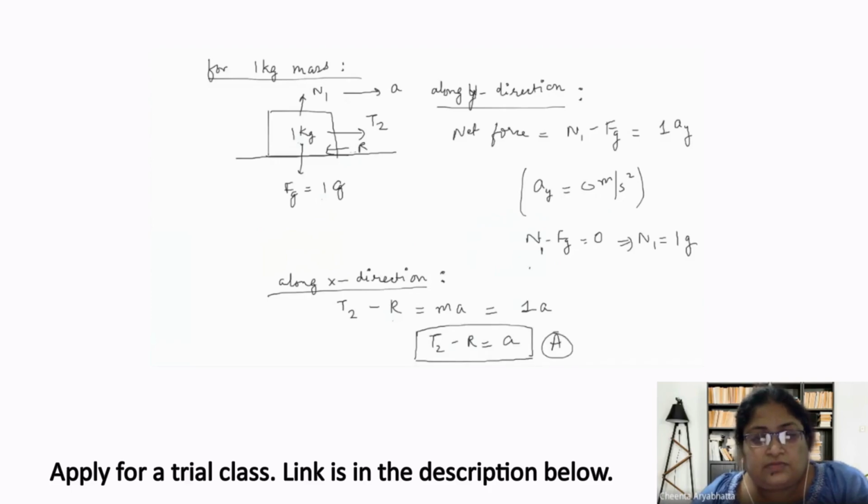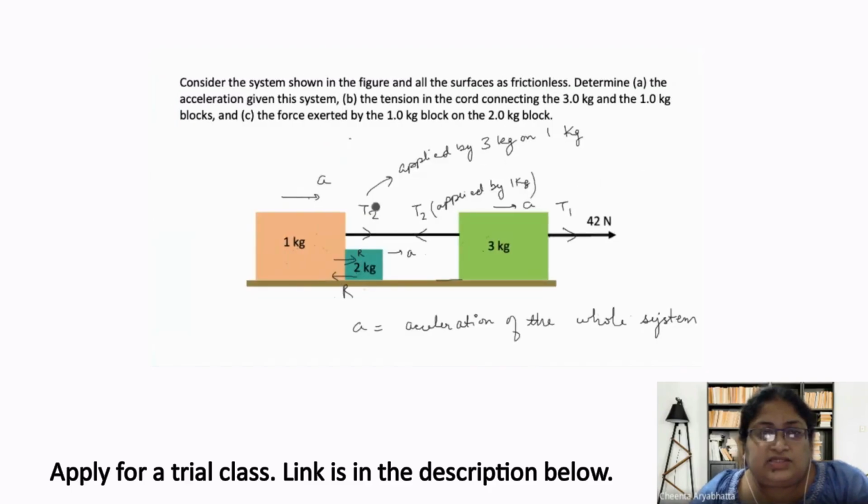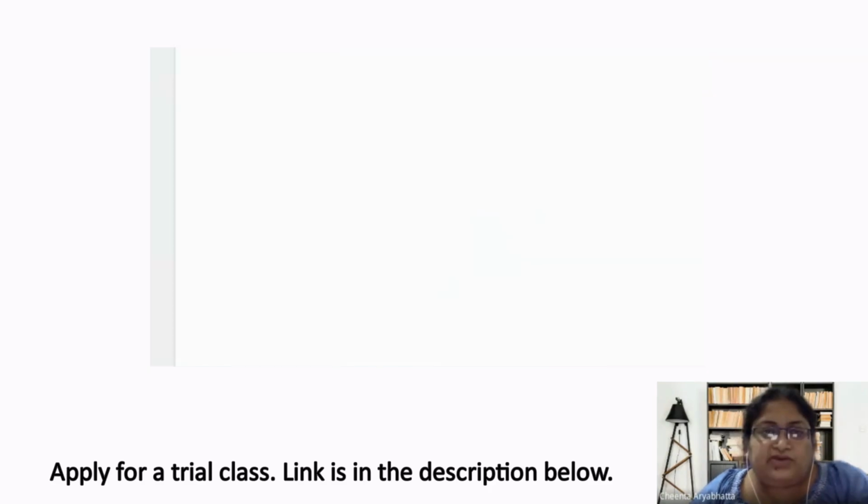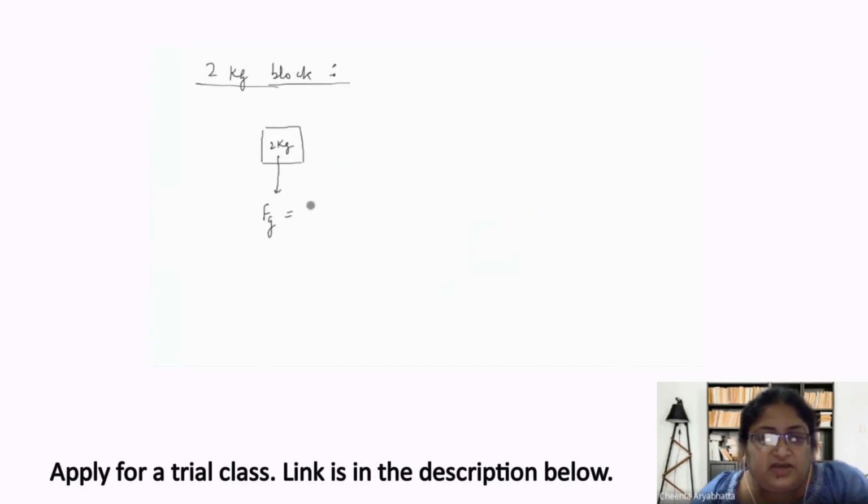Now let's look at this 2 kg mass. On the 2 kg mass, there is only one force acting in the x direction, which is equal to R, right? And then the other two forces, gravity and normal reaction, are acting in the y direction. So let's look at the 2 kg block now. On this we have the force of gravity Fg, which is equal to 2 times the acceleration due to gravity, 2g. And then there is the normal reaction N2. And then along the x direction we have R acting, right?